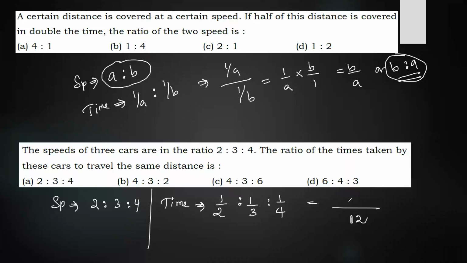2 into 6 times you will get 12. 3 into 4 times you will get 12. And 4 into 3 times you will get 12. In ratio, if it is common, you can strike it out. So the answer is 6:4:3. This is the final answer.